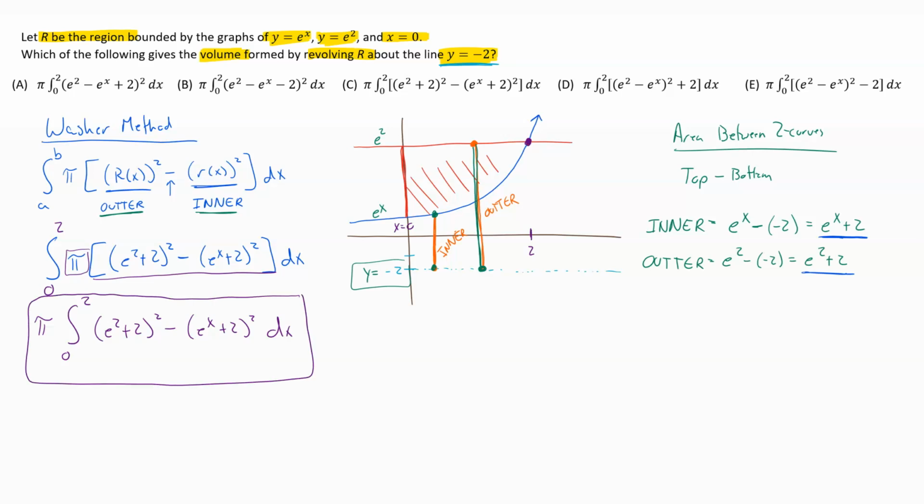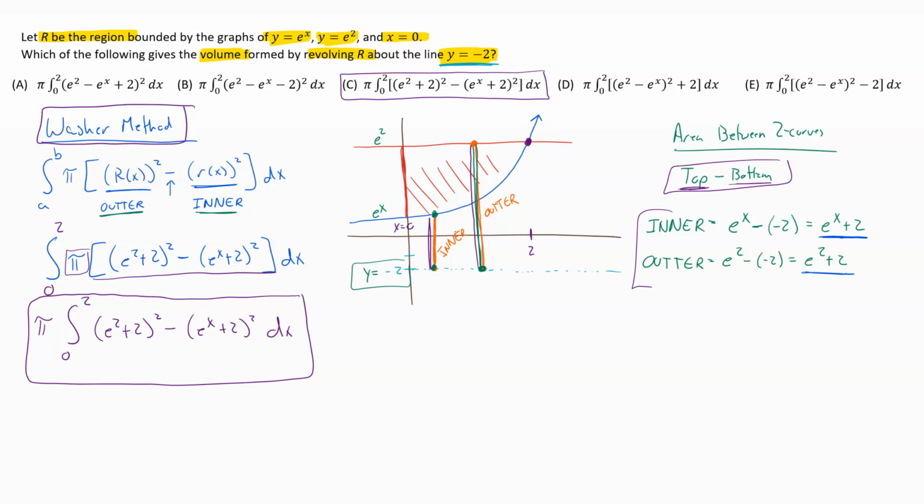If I look for my options up above, I can see that my setup looks exactly like option C. The key on this problem first was identifying this as a washer method, so you have to know this integral formula to get started. Then when we're doing these inner and outer radiuses, it's really important to draw out your picture so that you can draw these lines to define what the inner and outer radius is going to be. Then we use the idea from the area between two curves: the distance is always the top equation minus the bottom equation. That's how you create your inner and outer formulas, and from there, you just pop them into that integral setup.